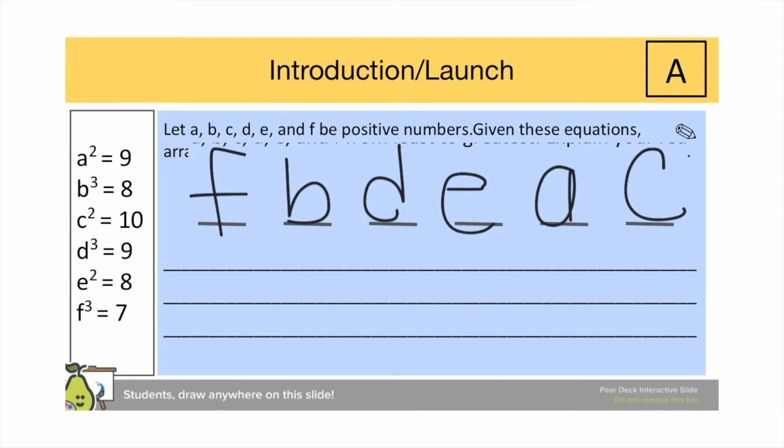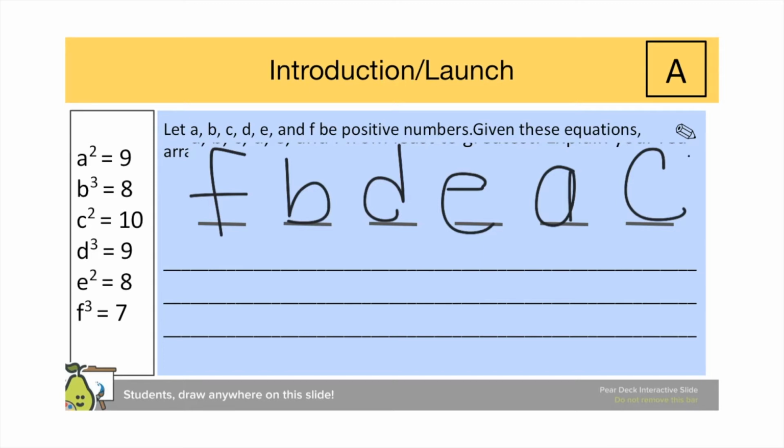We know that B is equal to the cube root of 8, which is equal to 2, because 2 cubed is 8. And since D is equal to the cube root of 9, it is slightly greater than 2. Since F is equal to the cube root of 7, it is slightly less than 2.